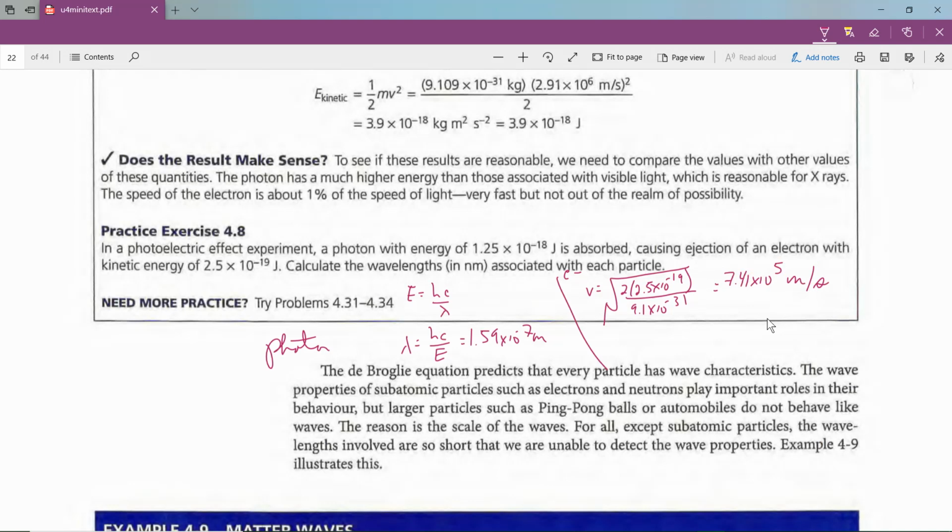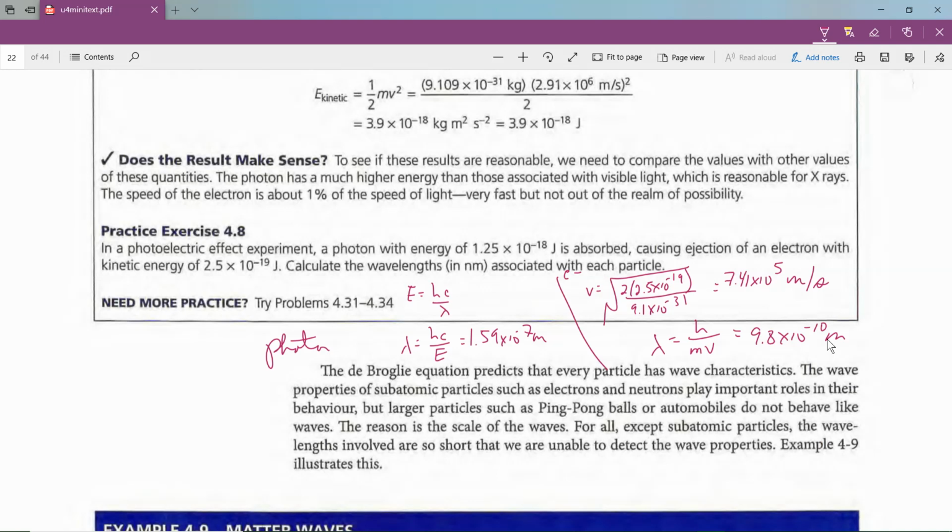So that is my speed, and then my wavelength, lambda, is h over mv. So it's 6.63 × 10^-34 divided by the mass of the electron, 9.1 × 10^-31, times the speed, 7.41 × 10^5. And I get 9.8 × 10^-10 meters. Okay, now let's check. I didn't check that one. This is example 4.8, practice exercise. 159 nanometers and 0.98 nanometers. Yeah, so that's good.